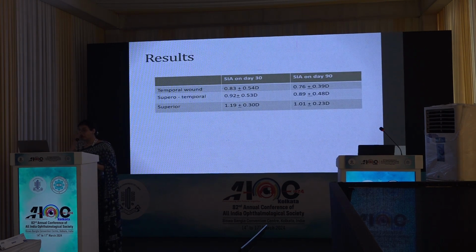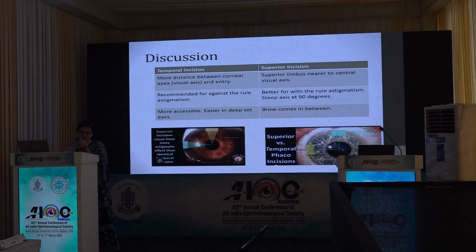So the results of surgically induced astigmatism on day 30 were compared to day 90. For temporal, it was 0.83 reduced to 0.76. For superotemporal, it was 0.92 which was reduced to around 0.89, and superior was 1.19 reduced to 1.01.